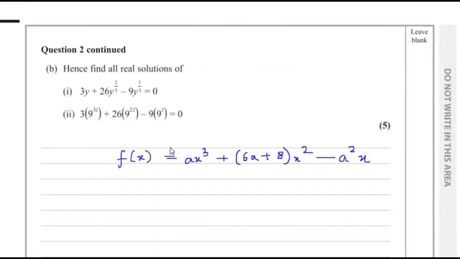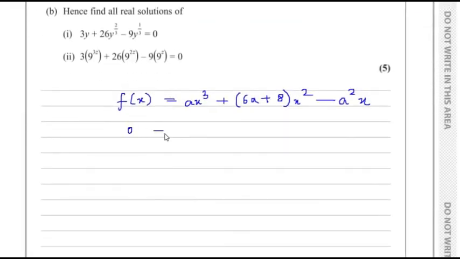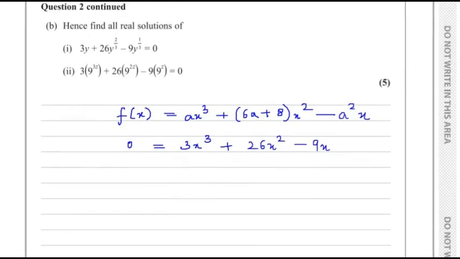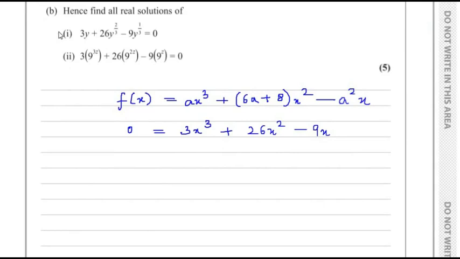So we have here 0 equal to 3x cube plus 26x square and minus 9x. There is a relationship between this equation and the equation which we had got in part A of the question.